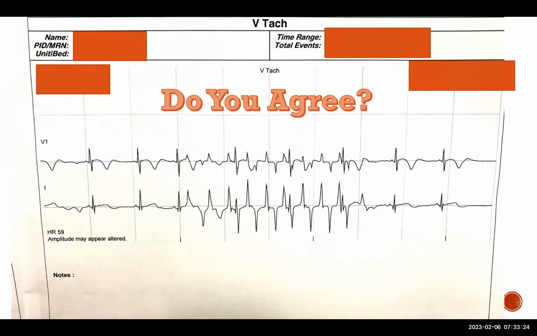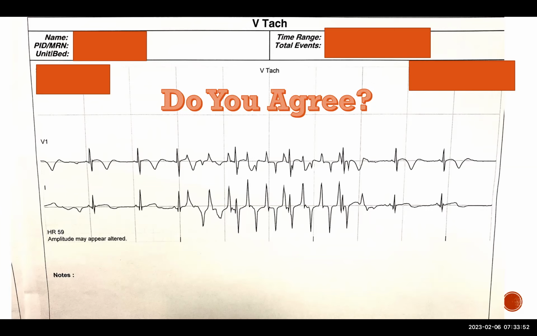Okay, this will be our last one today. This was shown to me by one of our astute fellows, and they were shown this by the floor team, and they wanted to know whether we agreed that this was, as you see, the computer says it's VTAC. So let me ask Dr. Bebbia what he thinks about this.